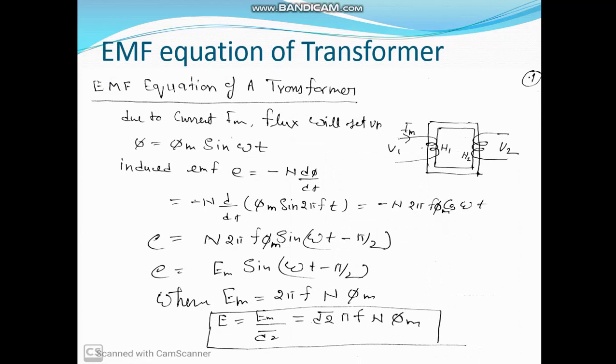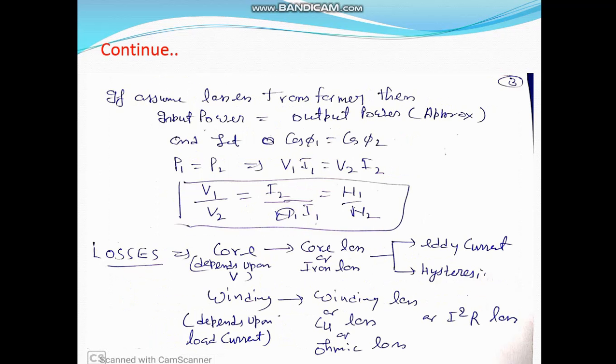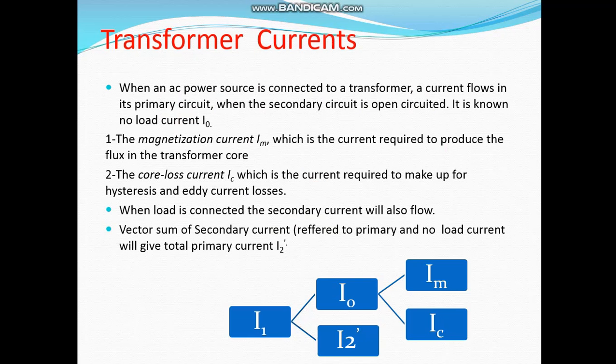Now come to the EMF equation. We have already derived that EMF depends upon the number of turns, because frequency and flux remain the same. Flux depends upon the voltage. So if the primary voltage remains the same, then flux will remain the same. So it depends upon the number of turns of the primary and secondary winding. So here E1 by E2 is equal to N1 by N2, like this. We have already proved and done this.